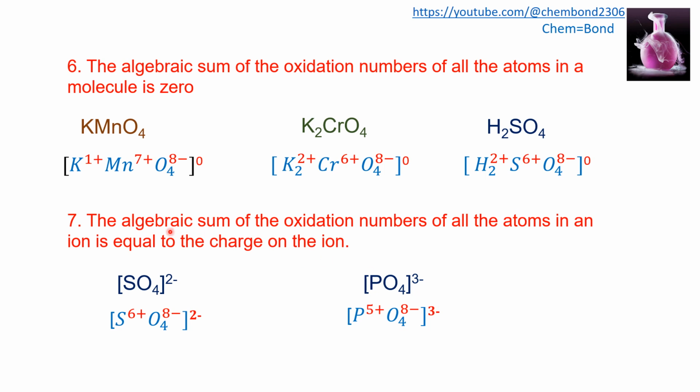So the algebraic sum of the oxidation number of all the atoms in an ion, this is the ion and this is the ion, is equal to the charge on that ion, that is -2 and -3, etc.